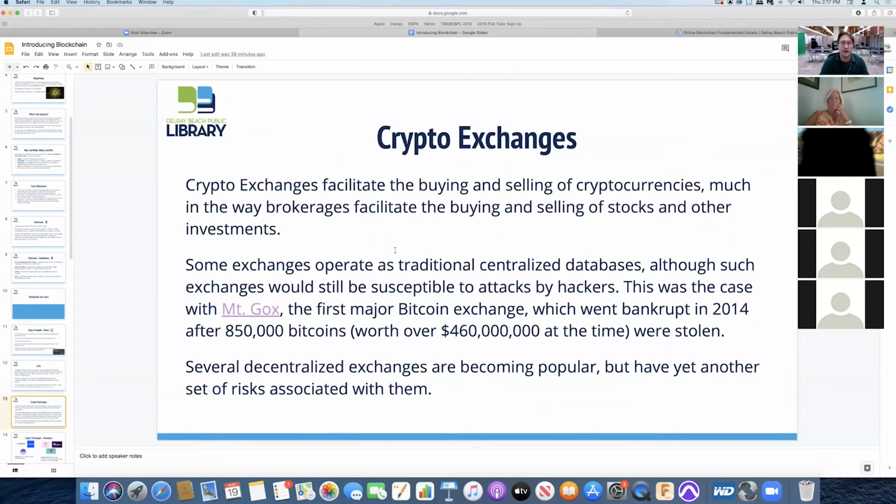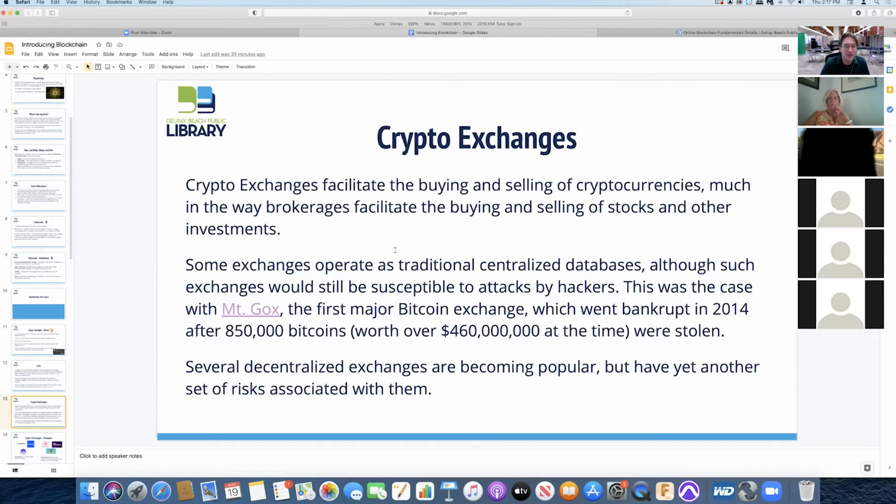Crypto exchanges. Crypto exchanges facilitate the buying and selling of cryptocurrencies, much in the way brokerages facilitate the buying and selling of stocks and other investments. Some exchanges operate as traditional centralized databases, although such exchanges would be susceptible to attacks by hackers. This was the case with Mt. Gox, the first major Bitcoin exchange, which went bankrupt in 2014 after 850,000 Bitcoins, worth over $460 million at the time, were stolen right up from under its nose.